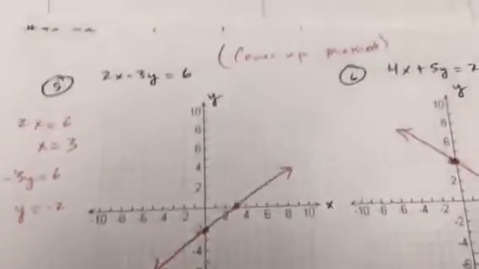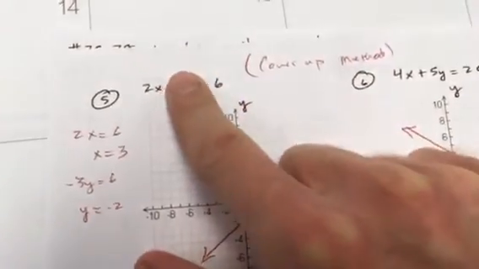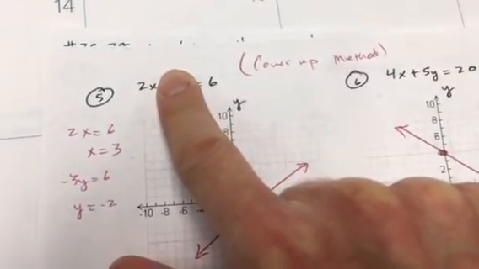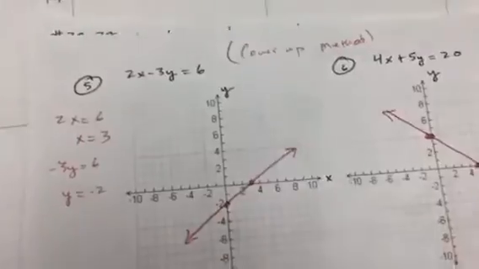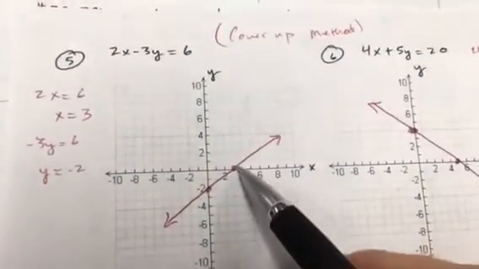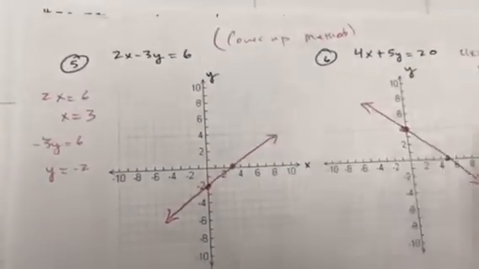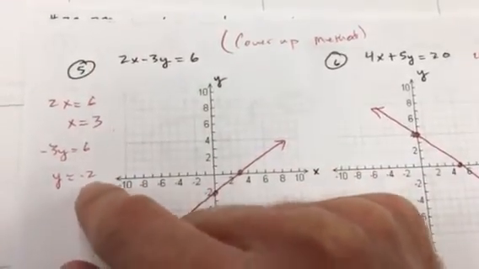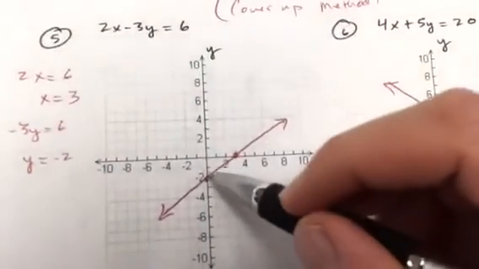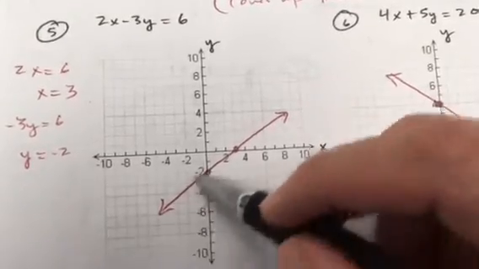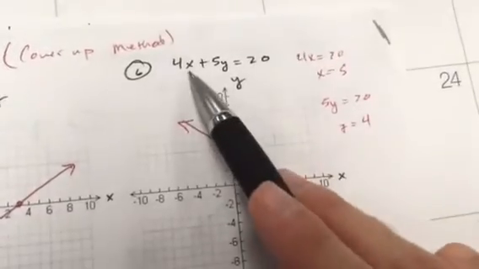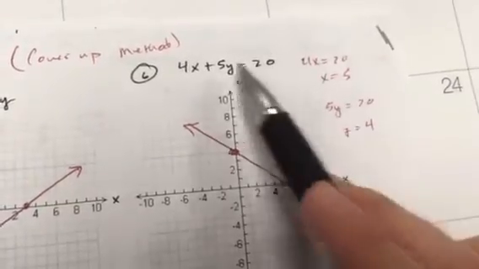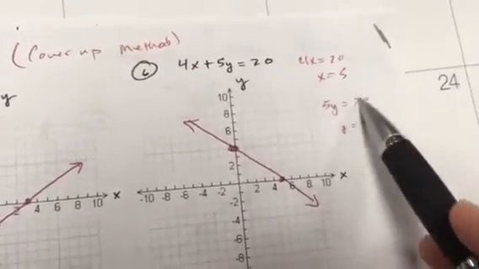And your last 4 questions on this review. Cover-up method. Cover up the 3y, you have 2x equals 6, solve for x, you get x is 3, put a dot on 3 on the x-axis. Cover up 2x, you got negative 3y equals 6, y equals a negative 2 when you divide. Put a dot at negative 2 on the y-axis, 2 points to determine a line, draw a straight line through those 2.